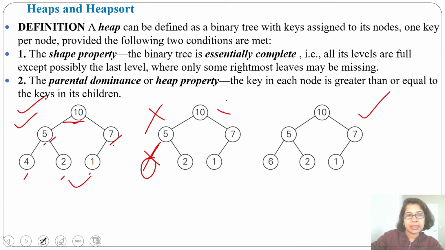The second tree doesn't satisfy the shape property. Next, the third tree: 10 is greater than 5 and 7, but 5 is not greater than 6. Due to this, it doesn't satisfy the parental dominance property, means the parent value is not greater than its child. That's why it is not a heap. Although it satisfies the shape property, it doesn't satisfy the parental dominance property, so this is not a heap. We found only the first tree is a heap, while the second and third are not.